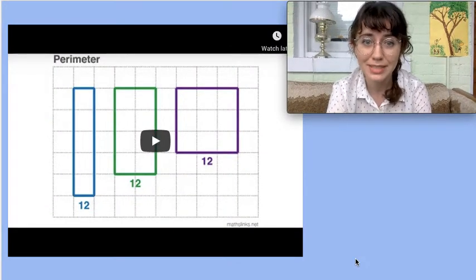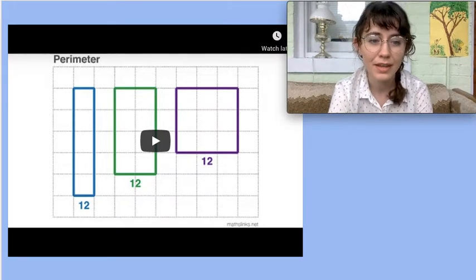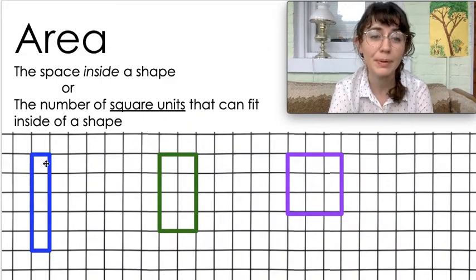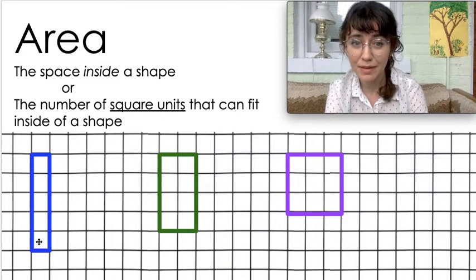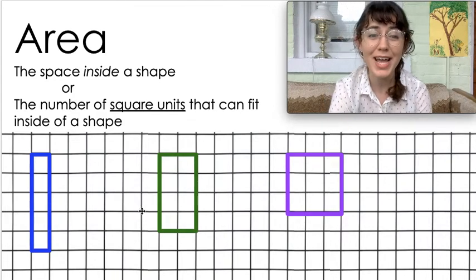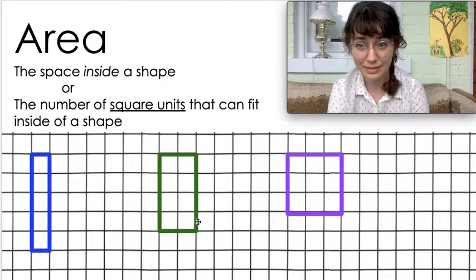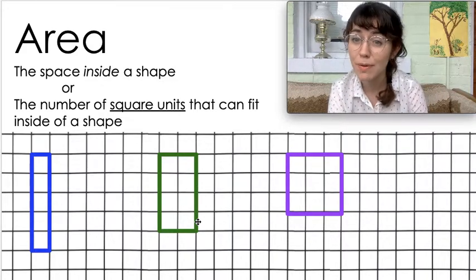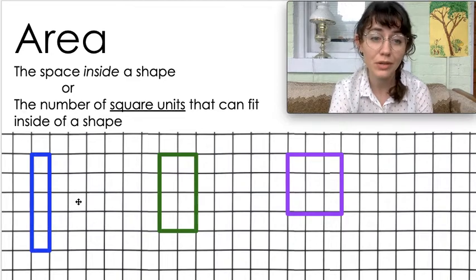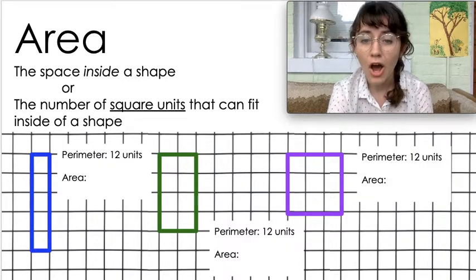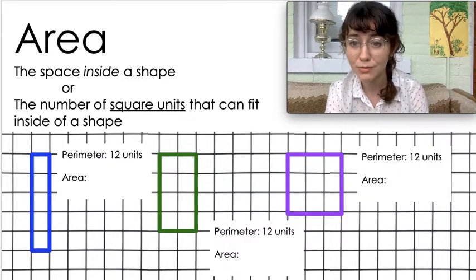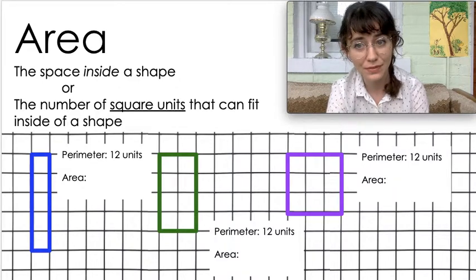But what about this thing called area? Area is the space inside of a shape. Or we can think about area as the number of square units that we can fit inside of a shape, just like that tile problem that we just did. So let's look at this first shape. All of these shapes have a perimeter of 12 units. We just found that out. But let's find the area.